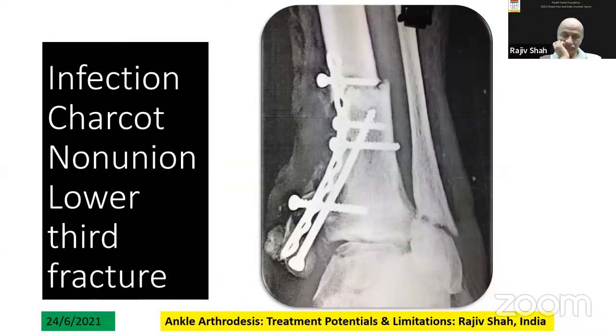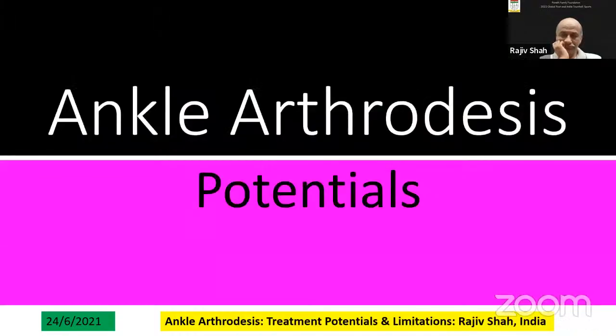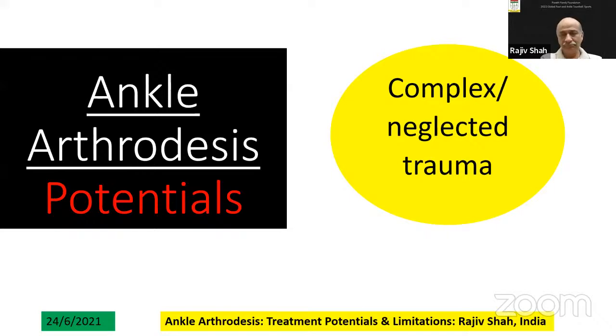And then it was a case of infection, Charcot, non-union, lower third fracture, and this could only be managed with ankle arthrodesis, where this was managed with nail-assisted ankle fusion supported with Ilizarov apparatus for fracture fixation. There are some great potentials, great extended indications for ankle arthrodesis. Let me take you to them.